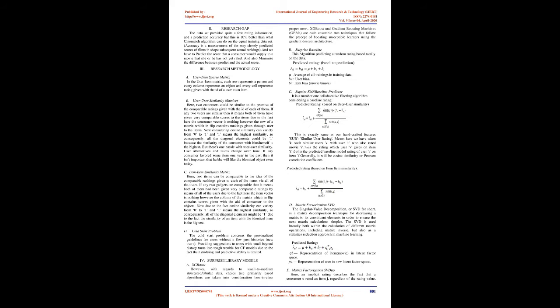Now considering cosine similarity can variety from 0 to 1 and 1 means the highest similarity, so consequently, all the diagonal elements could be 1 because the similarity of the consumer with him/herself is the highest. But there's one hassle with user-user similarity.